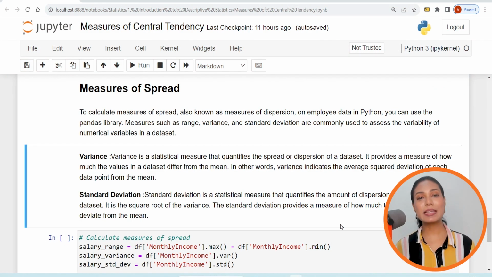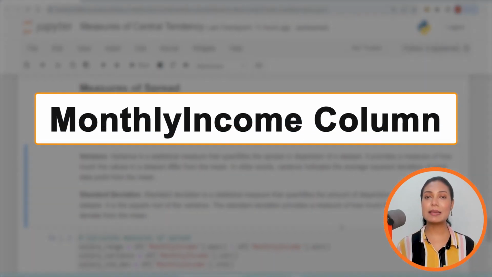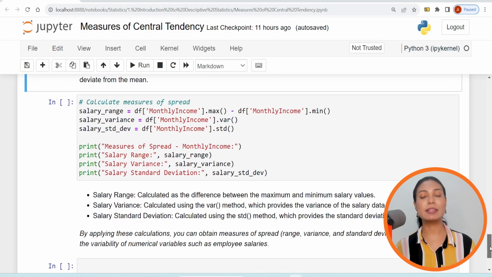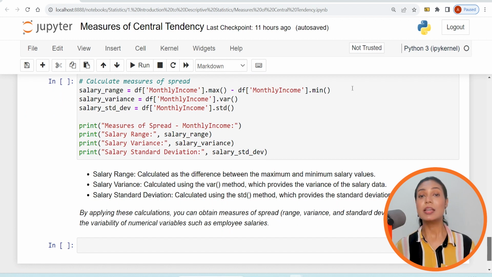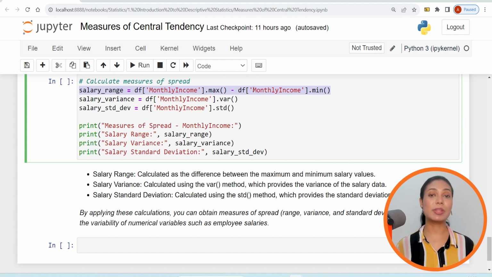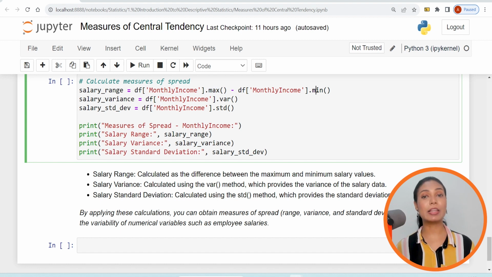Let us use the same employee dataset and the same monthly income column to demonstrate the measures of spread in statistics. The first line calculates the range of salaries in the monthly income column. It does so by finding the maximum value, that is max, and the minimum value, that is min, of the monthly income column and subtracting the minimum from the maximum.